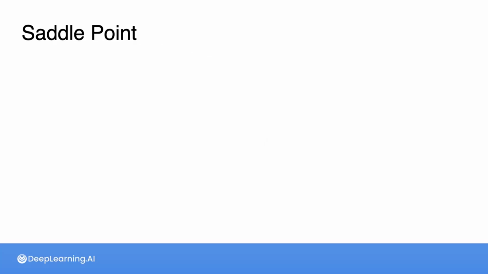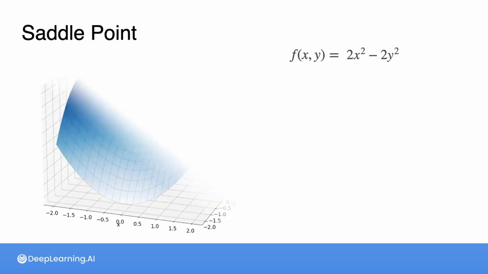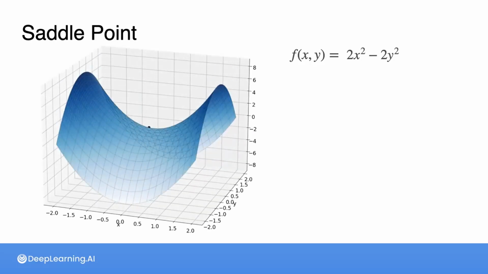Now, not every matrix has all the eigenvalues positive or all the eigenvalues negative. Something like this can happen, a saddle point. This is the function 2x squared minus 2y squared, which is a saddle point. It looks like a saddle or a potato chip. And over here, this point is neither a maximum nor a minimum, right?